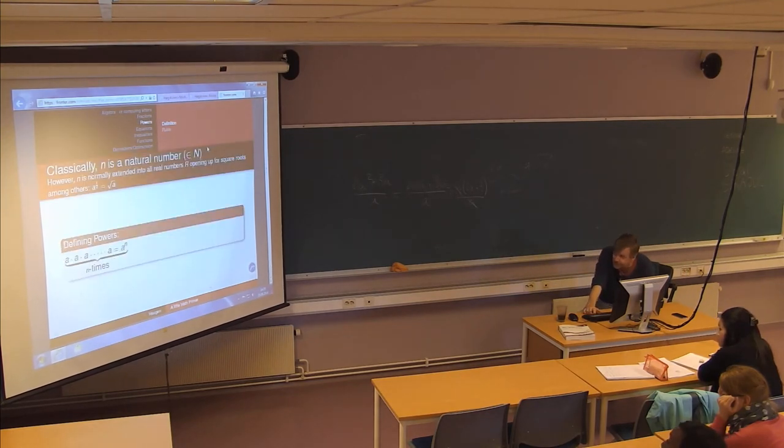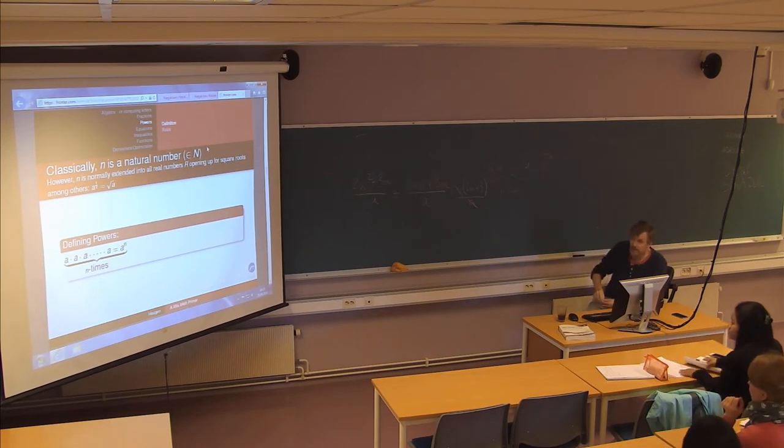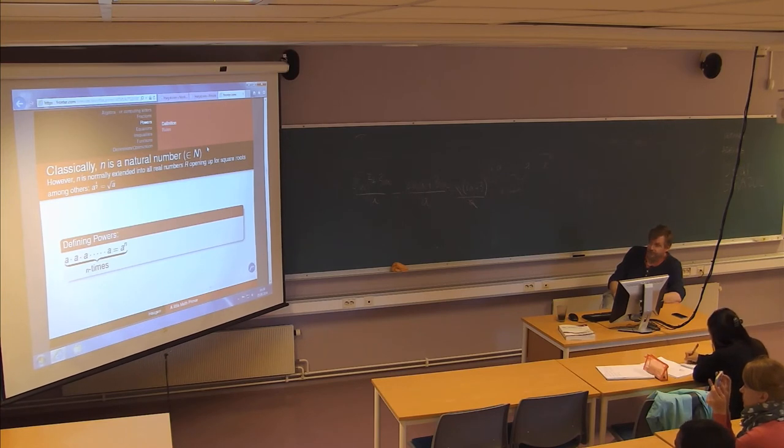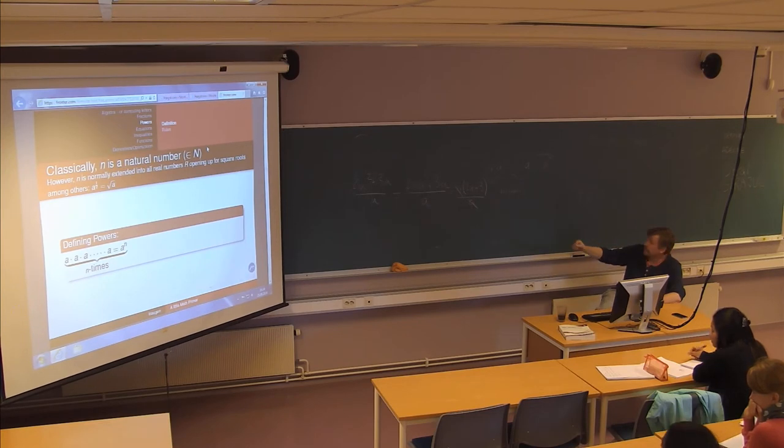Powers. We have already been into this, haven't we? We wrote it there. So when you multiply a number by itself n times, you can write that in shorthand as a to the power of n. It says at the top here, classically, n is a natural number, meaning 1, 2, 3, 4, and so on. Okay, but we can extend this n into being part of the so-called real numbers, opening up, for instance, for a square root. A to the power of a half is often written like this, isn't it?